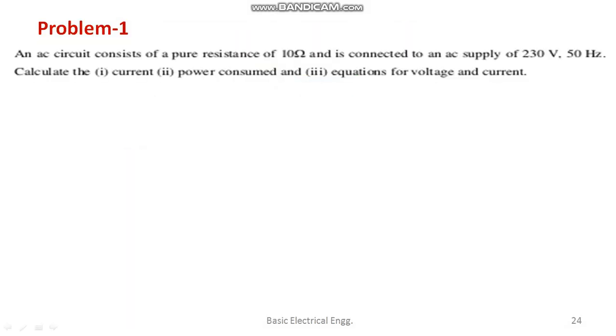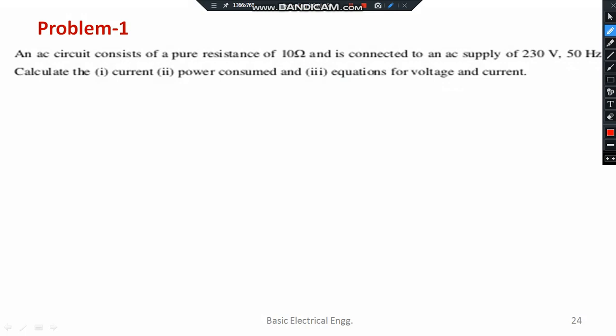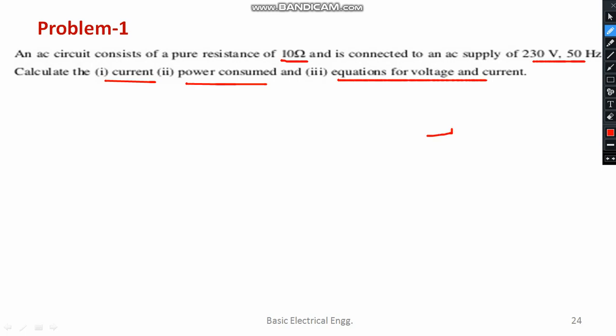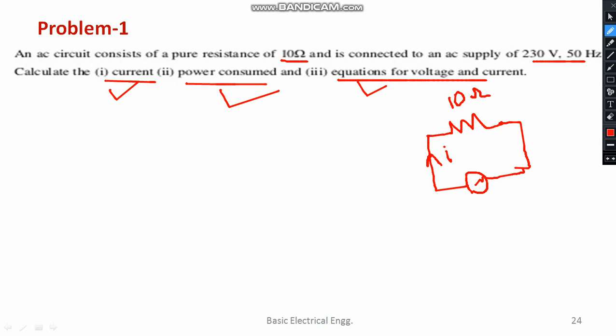Today we will be solving some numerical examples. An AC circuit consists of a pure resistor of 10 ohm and it is connected to an AC supply of 230 volt, 50 hertz. Calculate the current, power consumed and equations for voltage and current. First you can draw the circuit diagram. A pure resistor of 10 ohm is connected to the AC supply, and this is the current passing through the resistive element. So first you need to calculate the current, then the power and the equations of current and voltage.